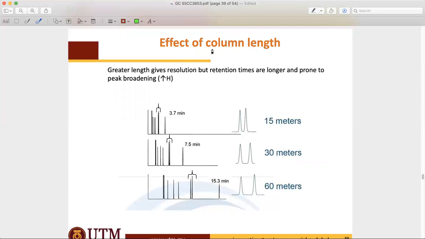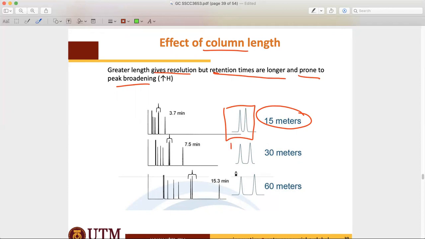So effect of column length. This is the effect of the column length. As I said, greater length gives greater resolution, but retention times are longer and prone to peak broadening. So 15 meters, you would see this kind of chromatogram. 30 meters, you would have this kind of chromatogram, and 60 meters, you would have this kind of chromatogram.